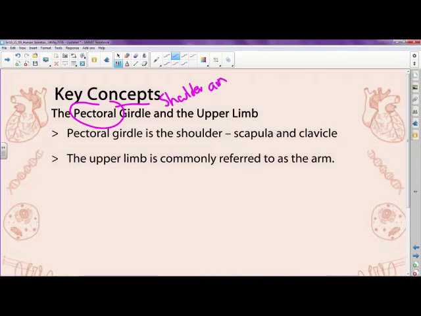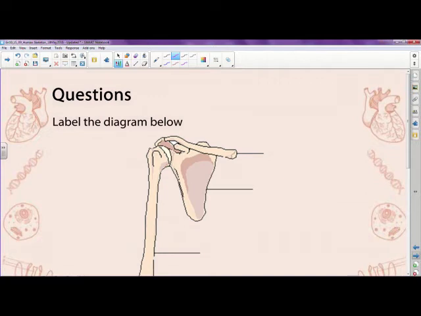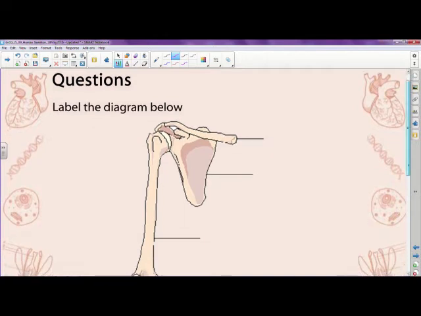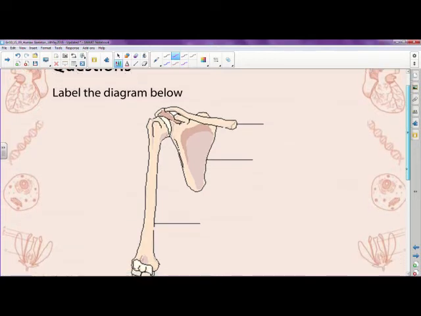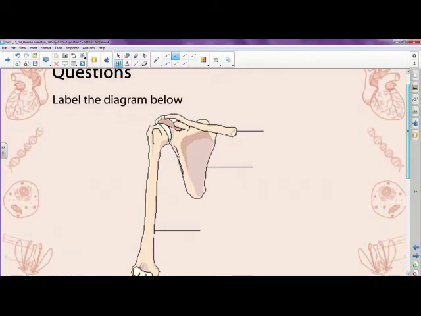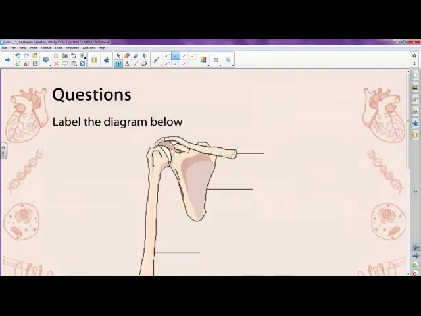And what we're going to see, when we look at the diagrams, is that the arm and the leg are very similar. There are just slight differences that we're going to need to look at. If you have a look below here, is going to be the diagram of the upper limb. Oopsie, we're going a little bit too fast.